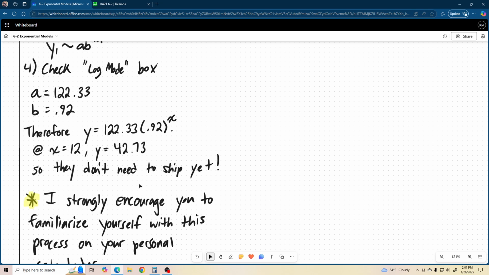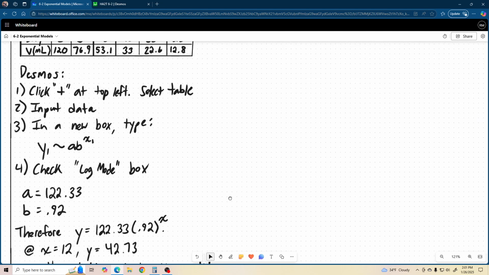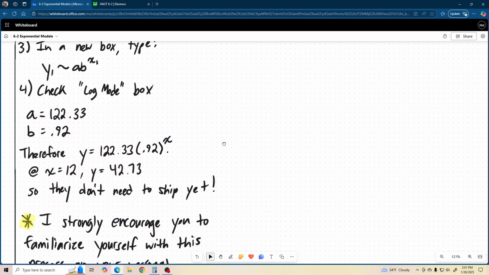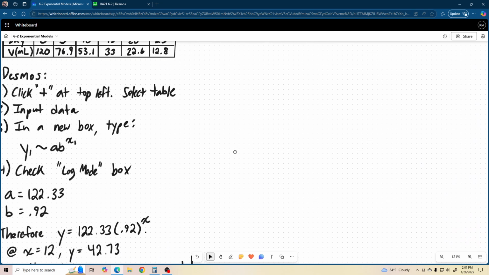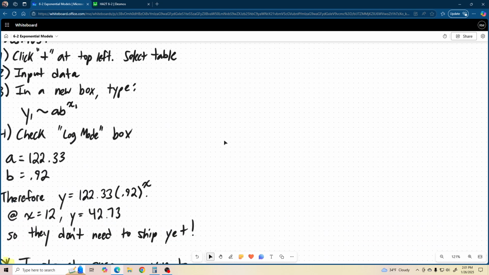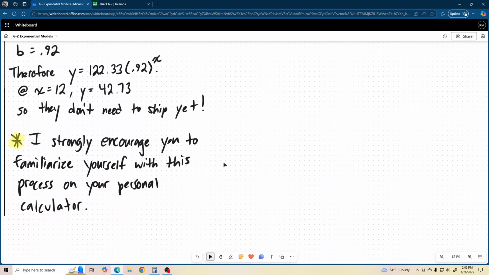All right, now this is an important takeaway, okay? I showed you how to do this on Desmos. There may be tests you take in the future where you don't have access to Desmos. I would strongly recommend going on Google, typing in the name of your calculator, and then typing in exponential regression. And it'll take you step by step through. If you want me to help you with that, I'd absolutely be happy to do that, okay? But I strongly encourage you to familiarize yourself with that process on your specific calculator.